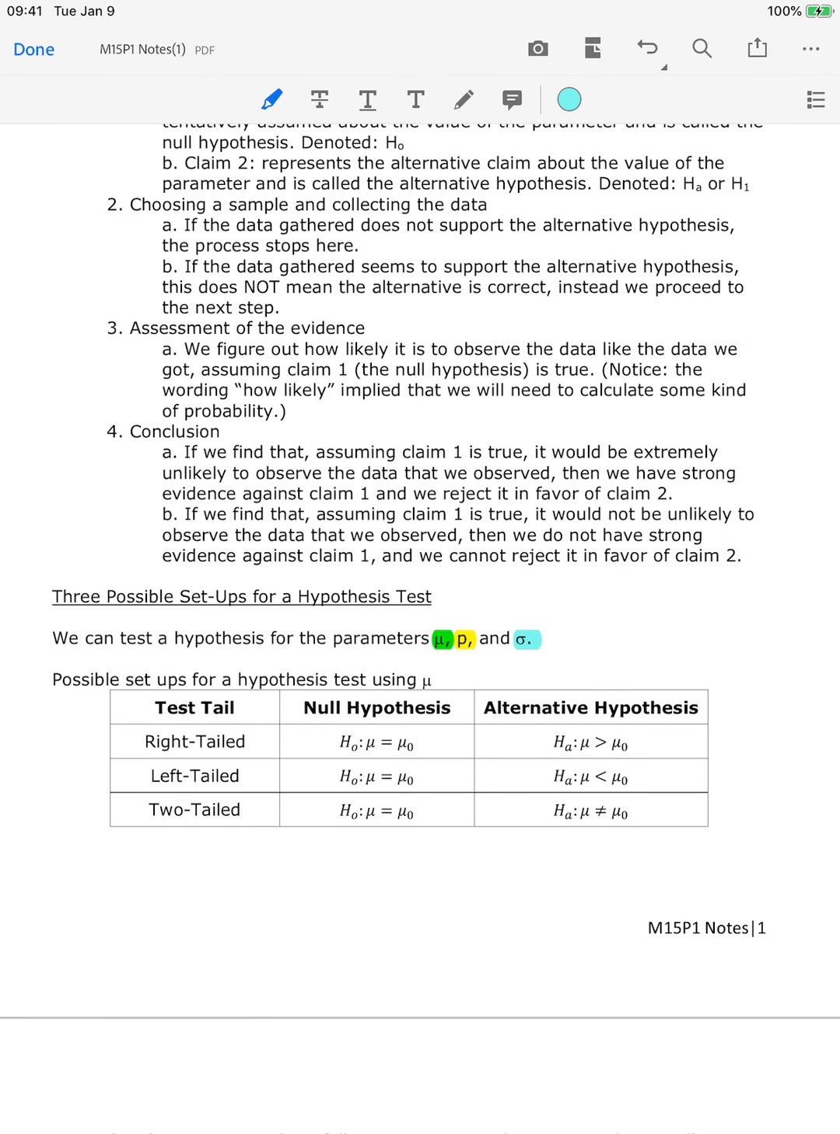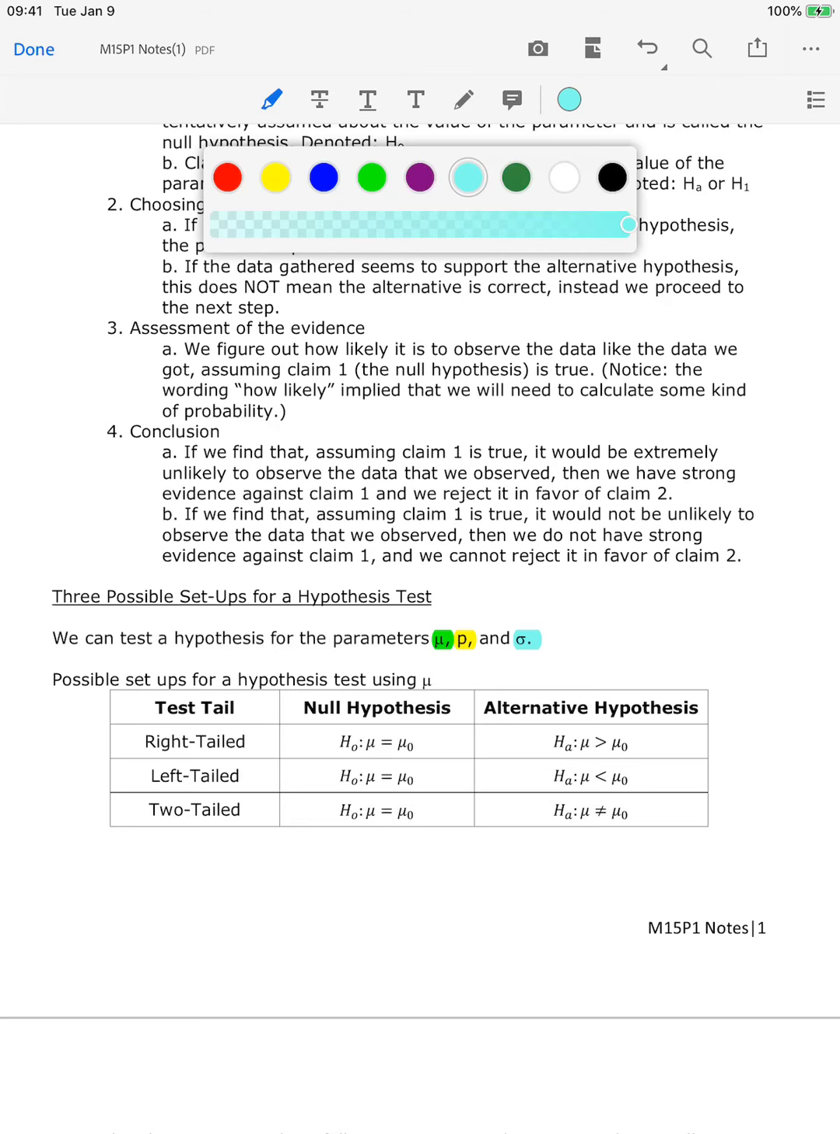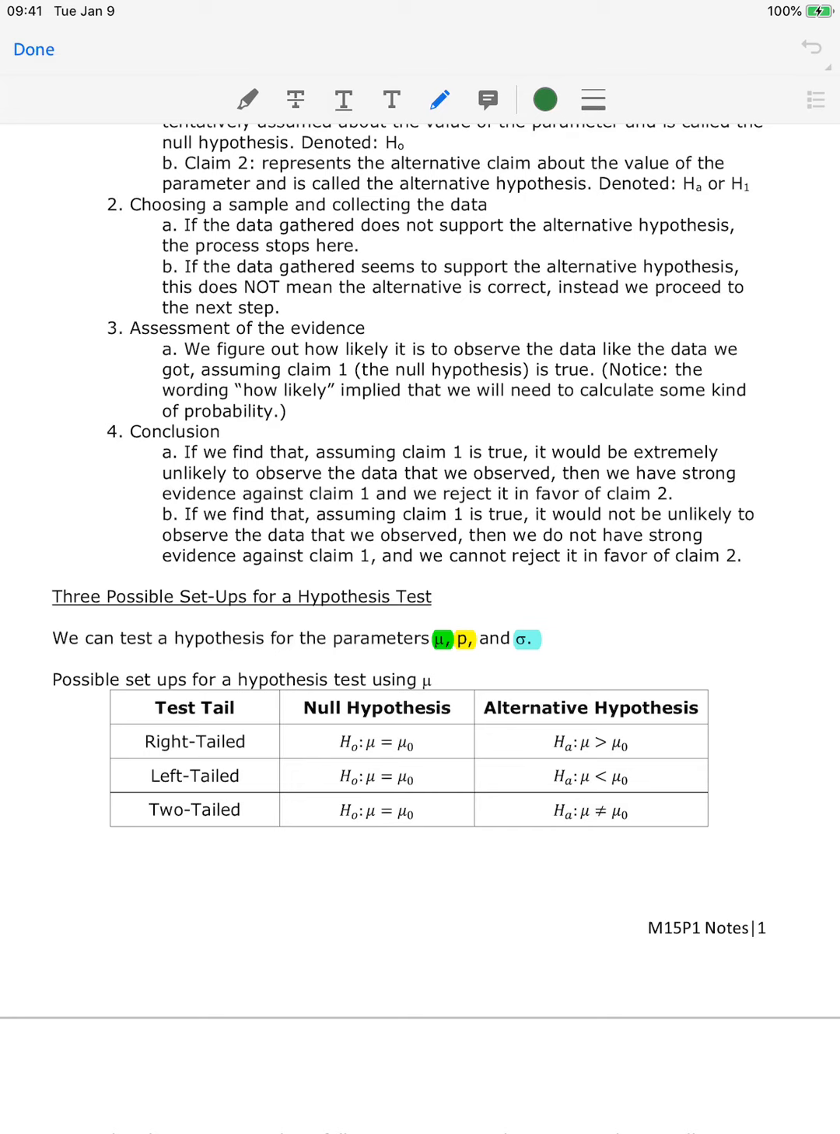So there are 3 ways you can set up a hypothesis test. A right-tailed test. A right-tailed test is set up with your null being the parameter that you're testing. So I chose to look at mu. We're going to set mu equal to mu naught, and mu naught represents a number.